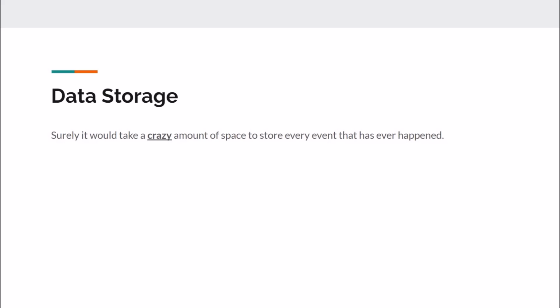Let's take a break now and answer a question I'm sure is brewing: data storage and processing. Surely it would take a crazy amount of disk space to store every event that has ever happened. Actually, it's relatively easy to store the events, for example on Amazon S3. Remember, events are tiny, perhaps between 1 and 3 kilobytes, absolute tops. And they're also immutable, so they can be appended to a log in a forward-only manner, with no gaps, and so repeated data is easily compressed.